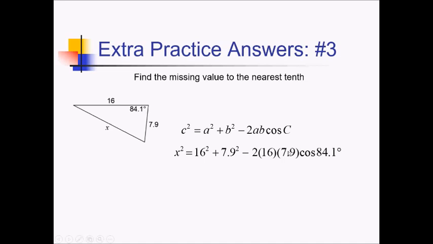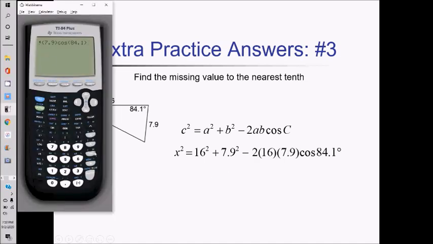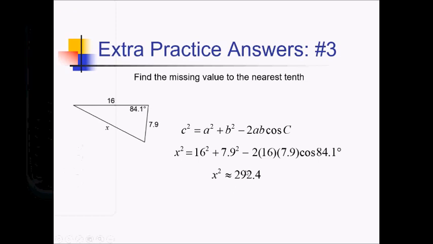And let's go ahead and crunch the numbers on the right side using our calculator. So plugging everything on the right side into our calculator all at once, we end up with about 292.4. That's the rounded off value anyway. So that's what x squared equals.